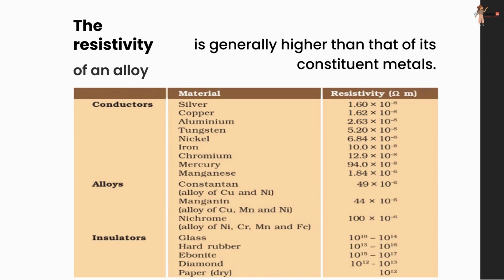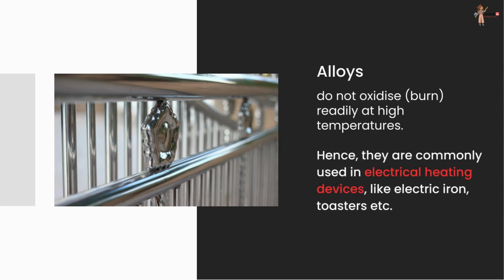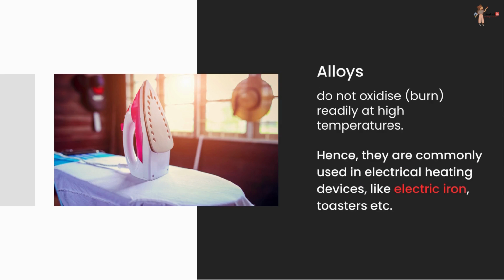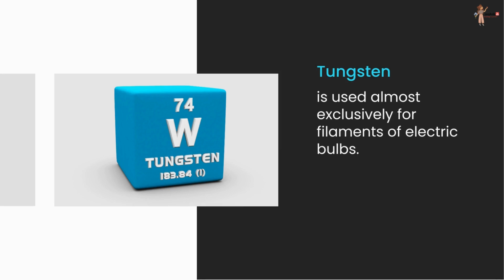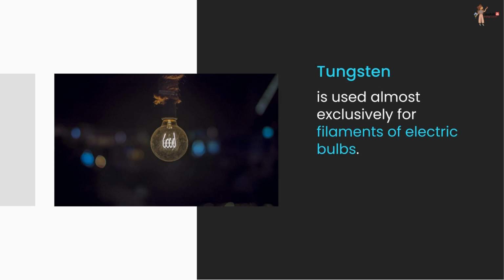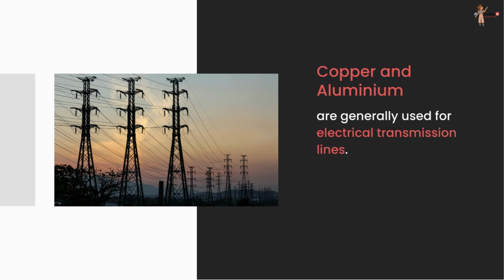The resistivity of an alloy is generally higher than that of its constituent metals. Alloys do not oxidize or burn readily at high temperatures. This is the reason why they are commonly used in electrical heating devices like electric iron, toasters, etc. Tungsten is used almost exclusively for filaments of electric bulbs, whereas copper and aluminium are generally used for electrical transmission lines.